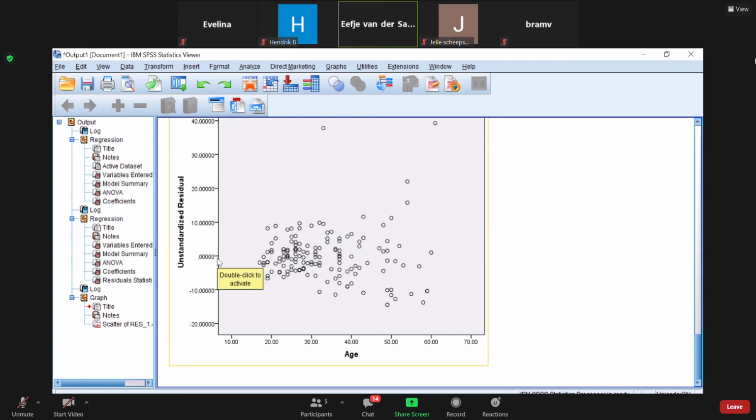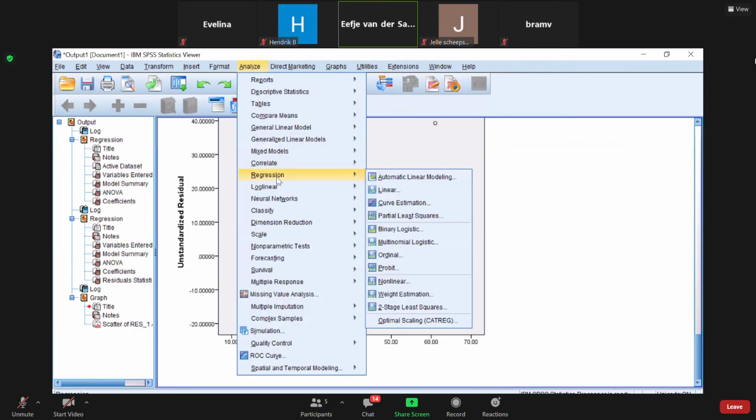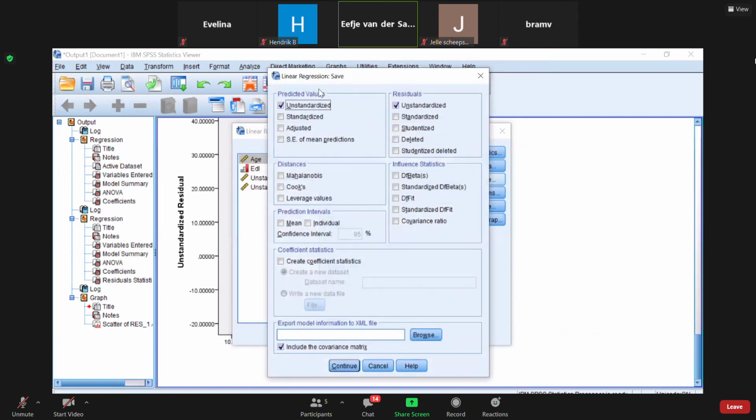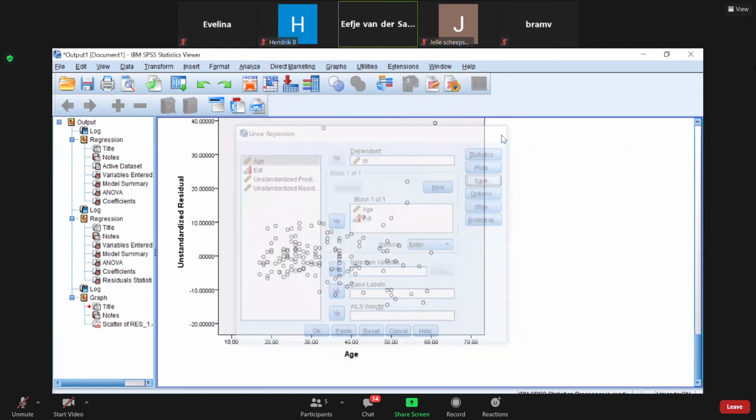Oh yeah, for the people that joined later, let me show again, because this is very important to know. If I take Regression and go to Linear, under Save you tick those, and you have standardized and unstandardized. You could use standardized. In the book they use standardized, but we don't, because it's a lot more difficult. Standardized means that they have been adjusted for the normal curve and the interpretation is different. So always click on unstandardized, both for predicted as well as for residuals. Okay, then we know that.